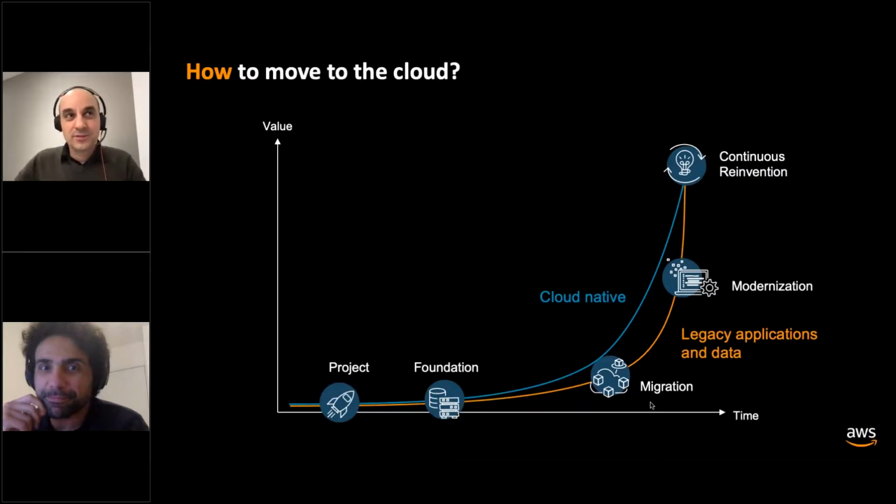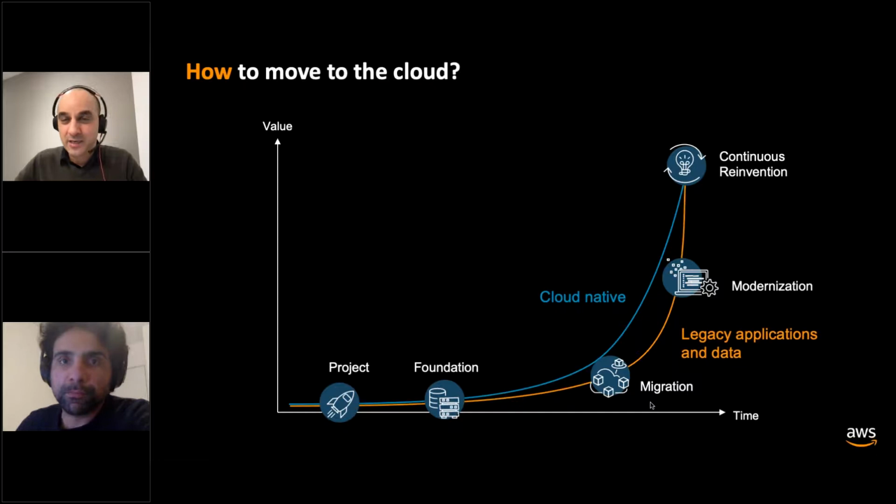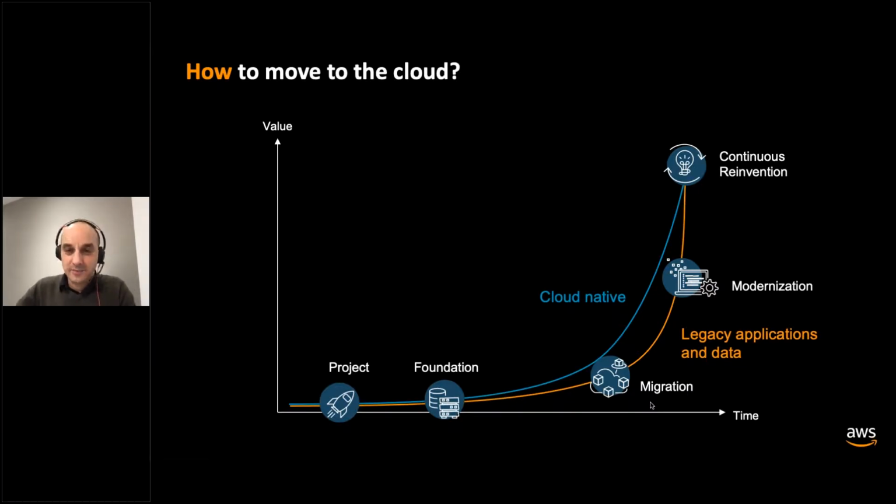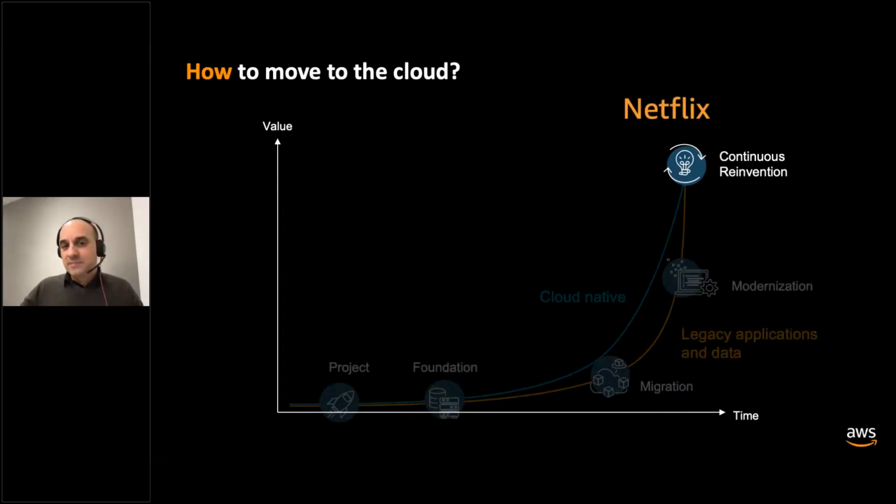So, moving on to the next question: how to move to the cloud? What we have seen are different patterns in terms of this journey to the cloud. We've seen some companies going cloud native, others going into a phase of migration and then modernization. The idea is to reach a point where you are constantly innovating and reinventing yourself within the cloud. That is the example of Netflix, that everyone knows from video streaming.